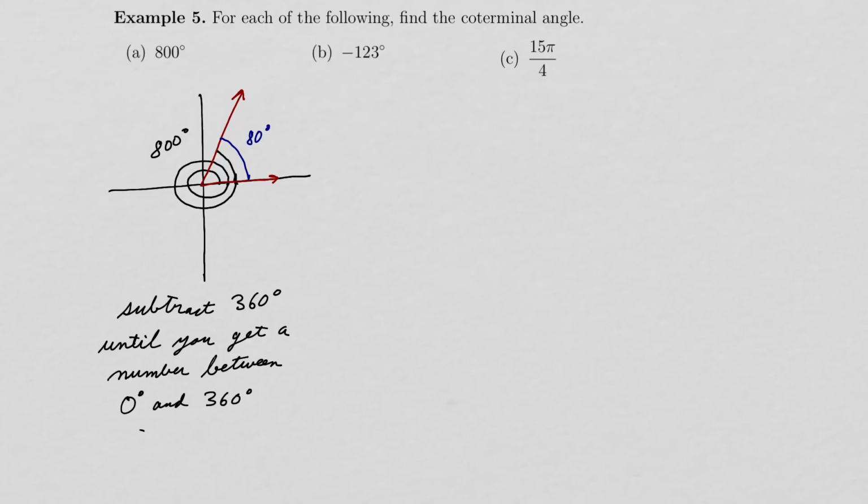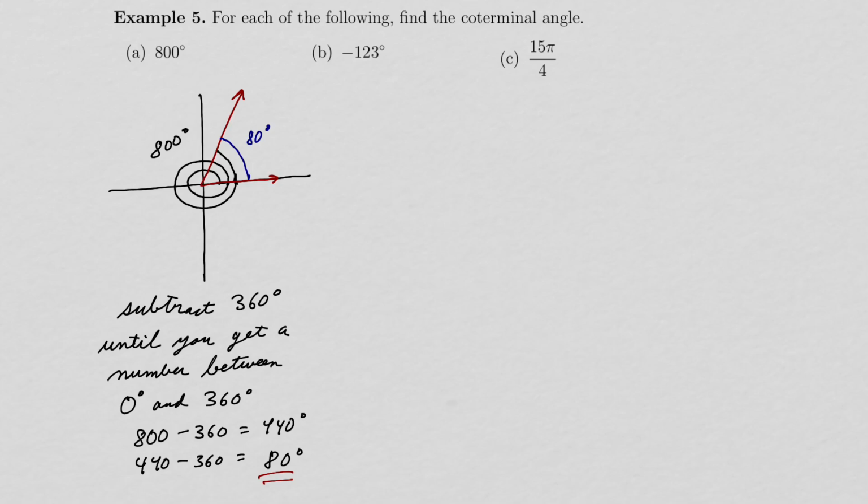So if I do 800 minus 360, that will give me 440. Okay, I'm still not in the correct range. So I start with 440, I subtract another 360, and I'm going to get 80. And that is the answer, right? Again, the picture is the original angle of 800 degrees, which is the same as an angle if I just went 80 degrees, right? So that's what they mean by coterminal. This terminal side is going to be the same for 80 degrees and 800 degrees.